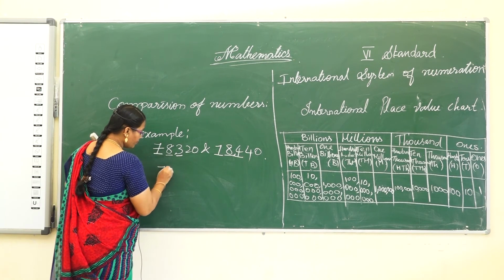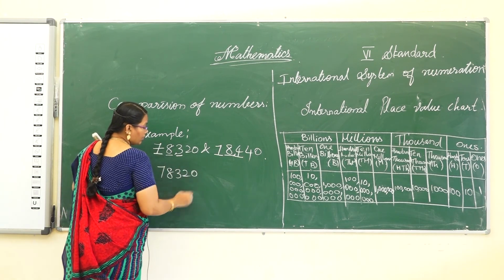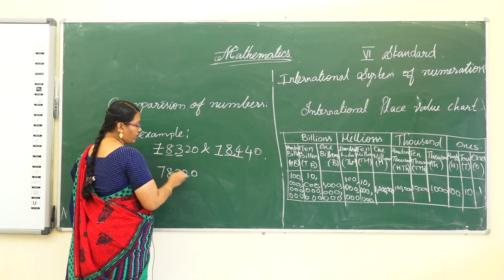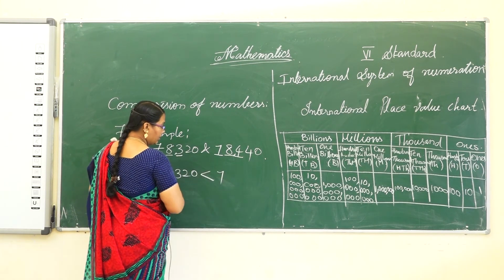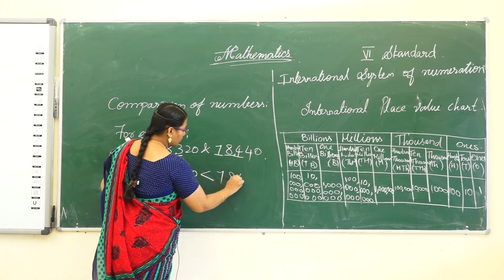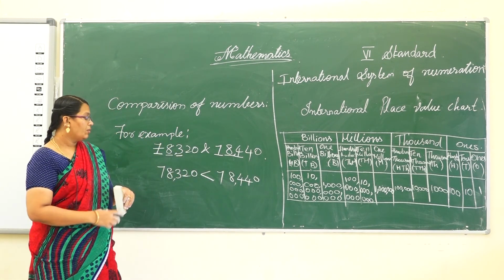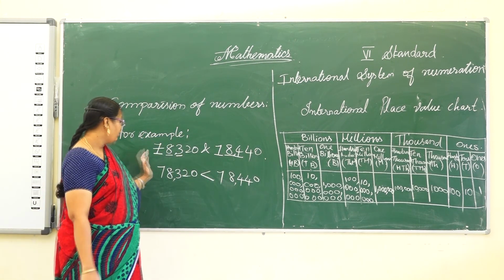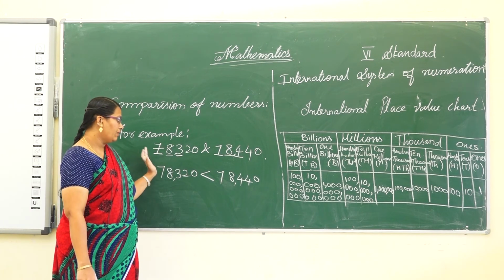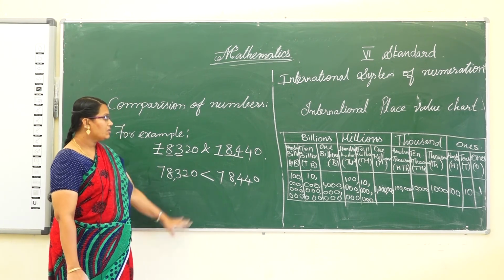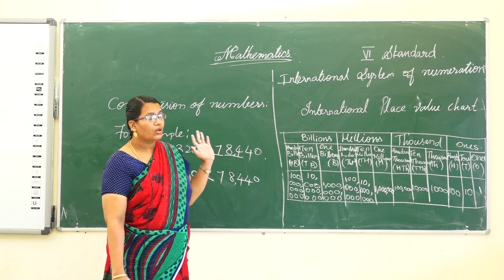Which is greatest from these? This is the greater number. Compare all numbers like this, one by one, from the left side of the numbers. That is the comparison of numbers. I hope you all understand the concepts.